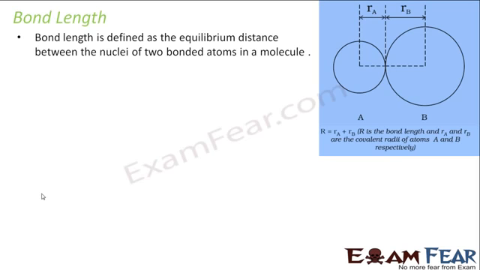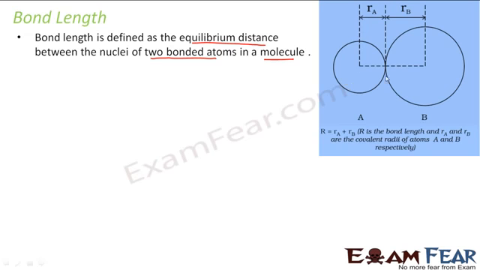Bond length is nothing but the equilibrium distance between two bonded atoms in a molecule. As I told, one molecule has n number of bonds. So in a molecule, if I have two atoms, the equilibrium distance between these two atoms in a molecule is called the bond length.